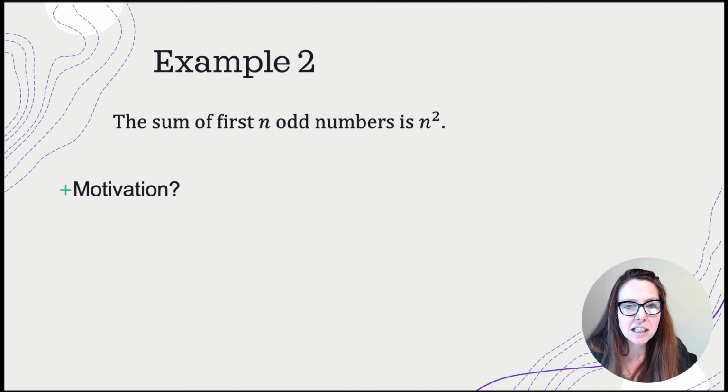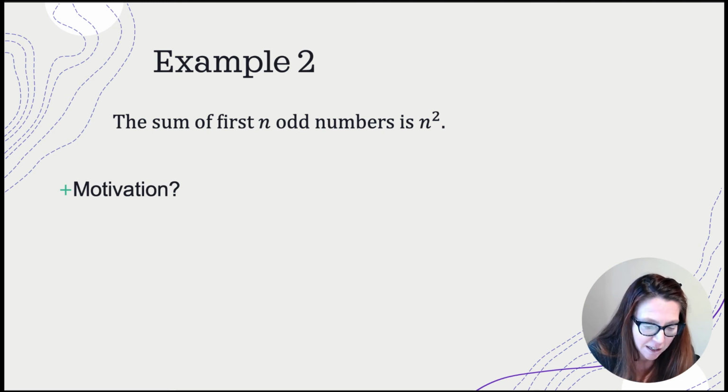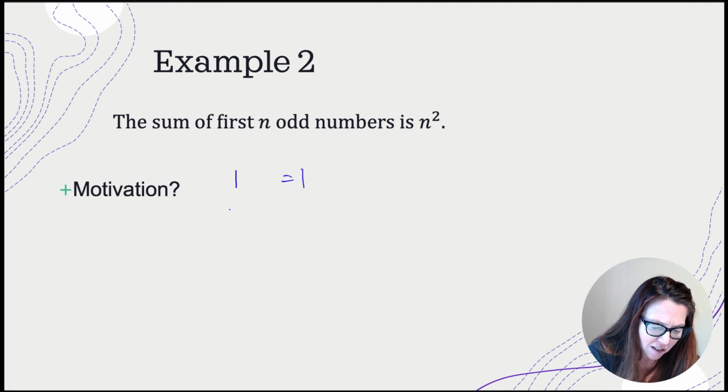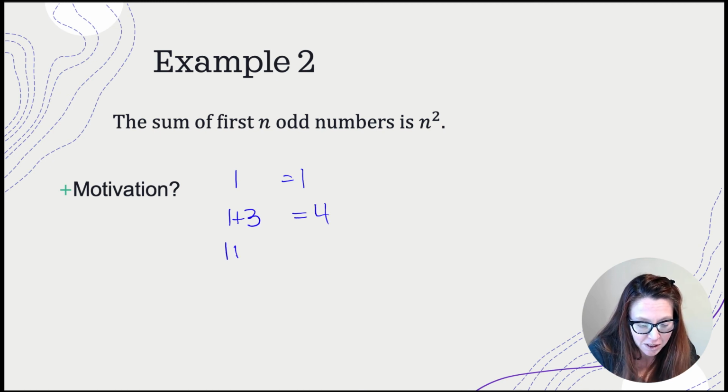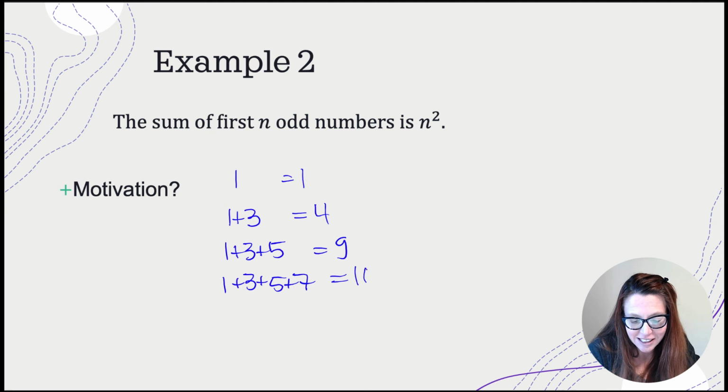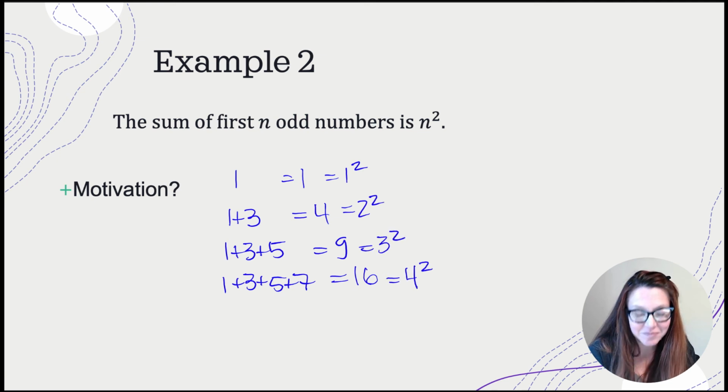Here's another example, and this is the sum of the first n odd numbers is n squared. And this might be something that you hadn't seen before, but if we add up the first 1 odd numbers, well, that adds to 1. 1 plus 3, the first 2 odd numbers, is 4. 1 plus 3 plus 5, the first 3 odd numbers, is 9. 1 plus 3 plus 5 plus 7, the first 4 odd numbers, is 16. Or alternatively, 1 squared, 2 squared, 3 squared, 4 squared.